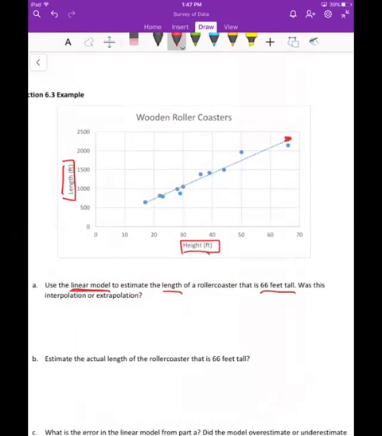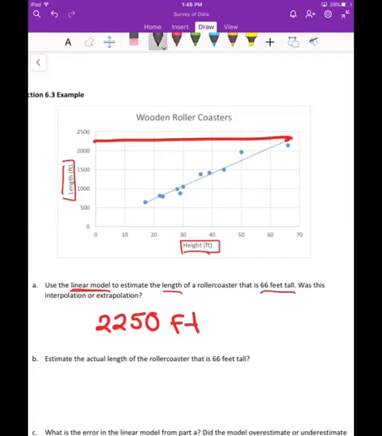So if I think about where that line is estimating a roller coaster of 66 feet to be, I would look at the point right about there, which, if we drag that back, is right about halfway between 2,000 and 2,500. So the line is estimating that a roller coaster of height 66 feet would be about 2,250 feet long.